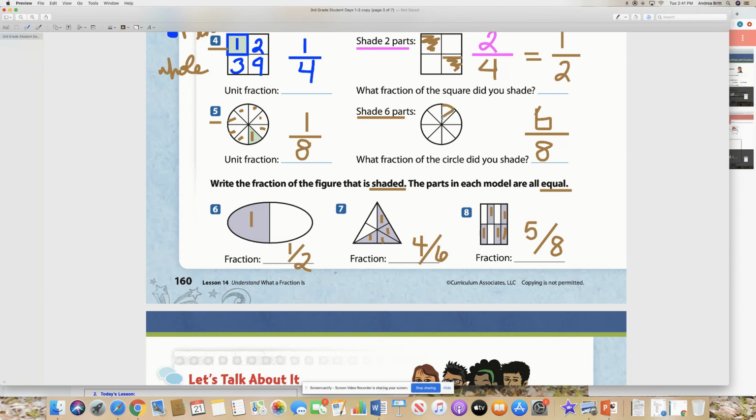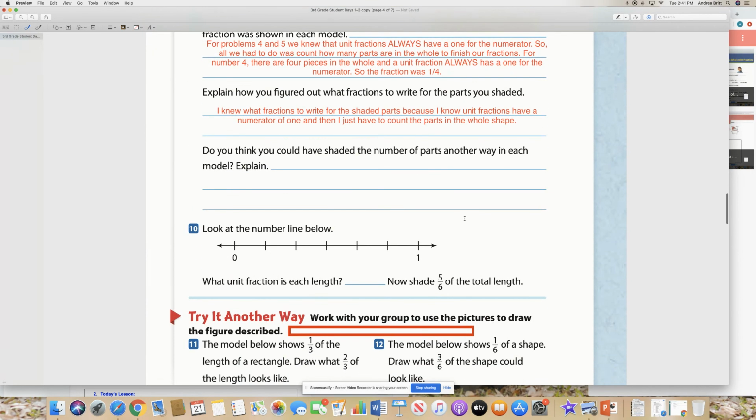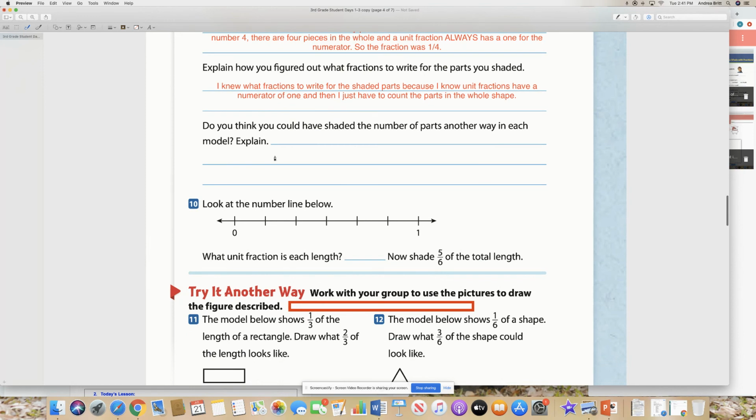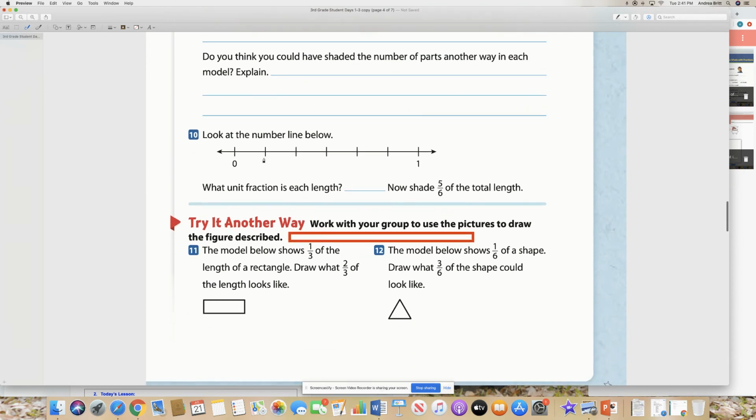Same thing here. I could have shaded 1, 2, 3, 4, 5, and 6, and skipped 1 here and here. So yes, there are different ways that I could have shaded the number of parts. I explained that while talking, so I'm going to keep going so I don't run out of time.